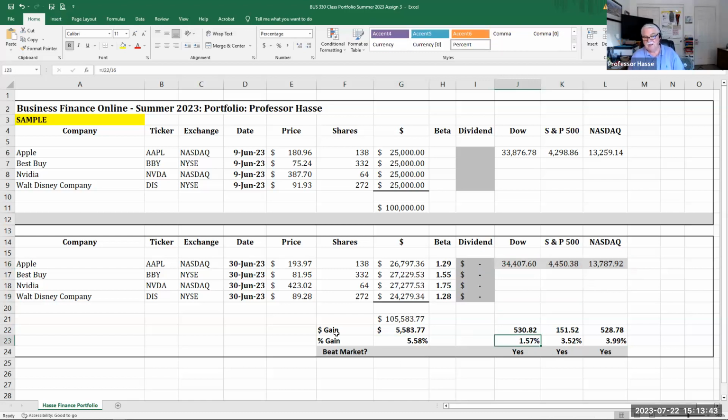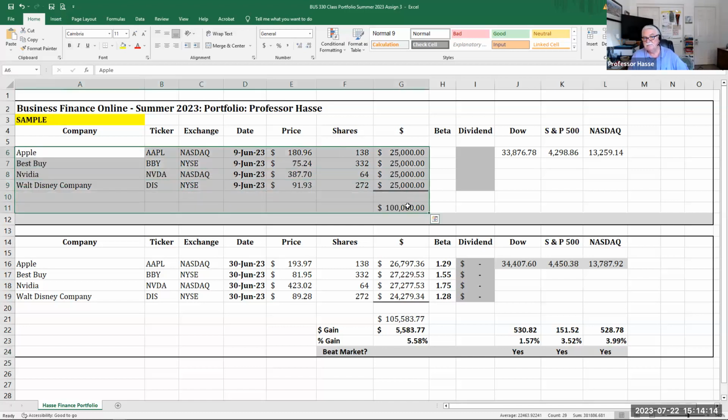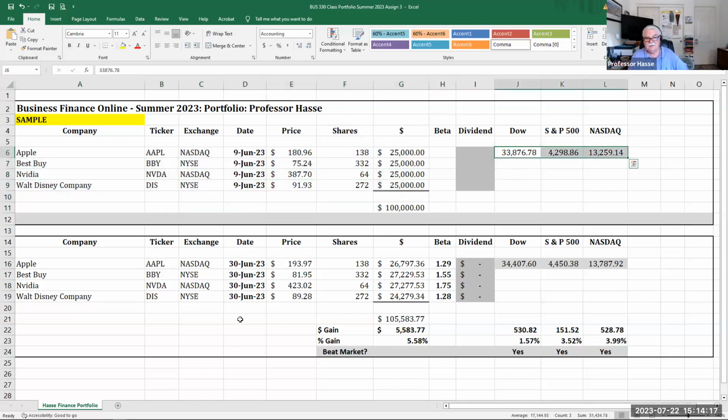And in this portfolio of mine on June 30th, I outperformed the market. I had a 5.58% return on my holdings of Apple, Best Buy, Nvidia, and Disney, and I outperformed the Dow, the S&P 500, and the NASDAQ. Good job, Mr. Hassey. I don't think I've done that through July 28th, but we'll see. But that's what I want to see, your portfolio looking like this, showing your original valuation and the original start and the update.